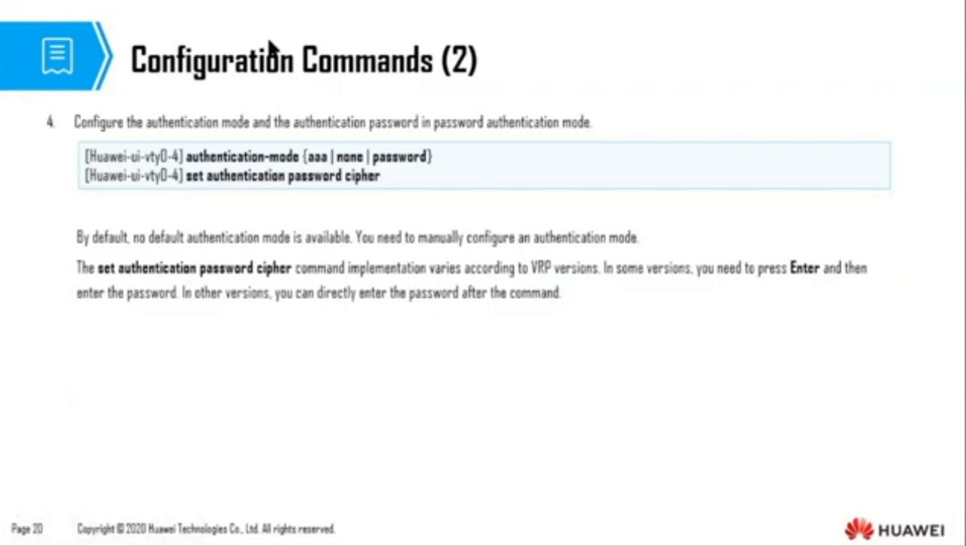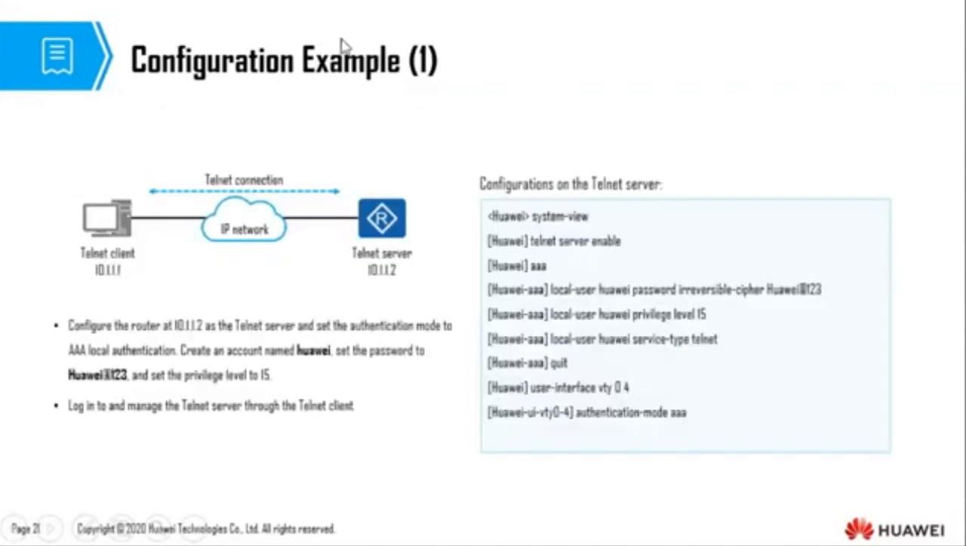Okay, so after that, you need to configure the authentication mode. So you choose the authentication mode. Most of the time, you're going to be using AAA, of course. Then you can set a password. This command for setting the password is different on different devices depending on the VRP version. I hope we saw that during the lab.